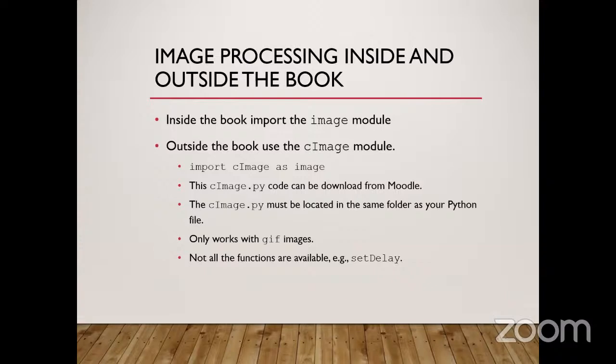So inside the book, you have the image module. We're going to use cImage. I'm going to give you some files, and then we're going to import cImage. Ignore anywhere it says Moodle. All of the files are actually going to be in CourseDen. I just forgot to fix this slide. Sorry for the confusion, because there's at least one of you in here that tried to find it on Moodle and it was all my fault. Sorry.